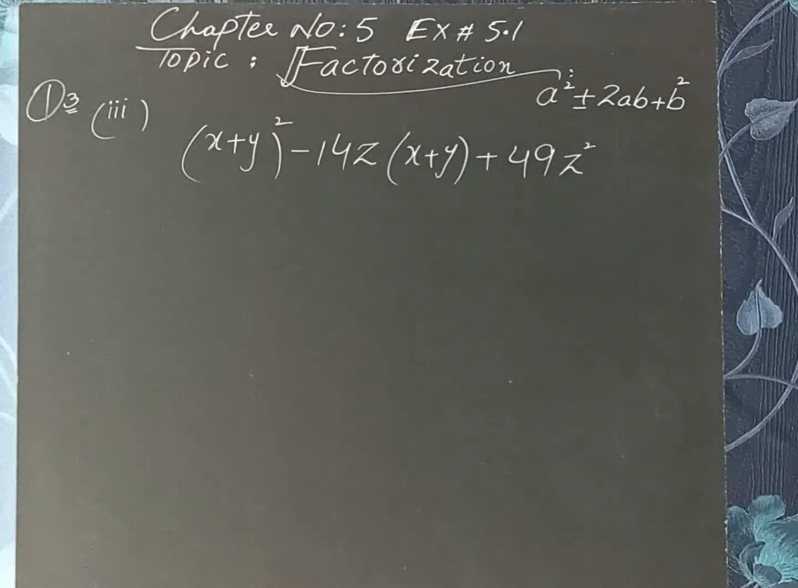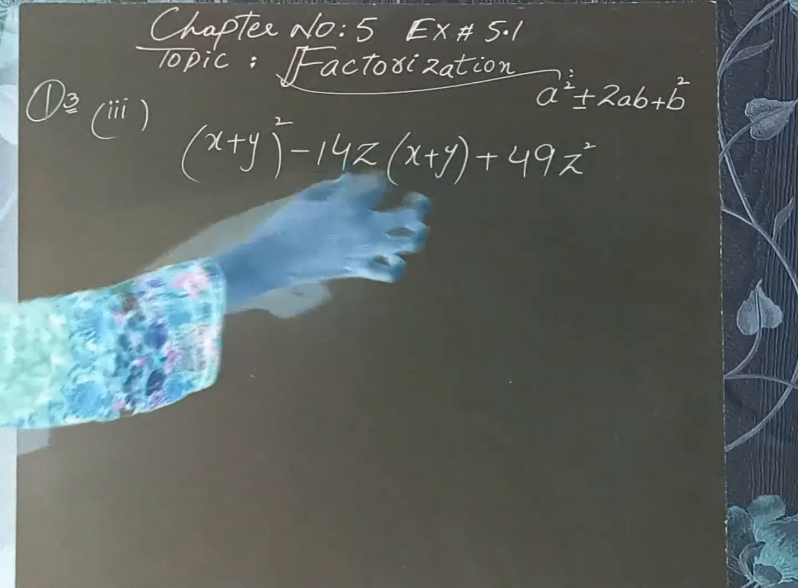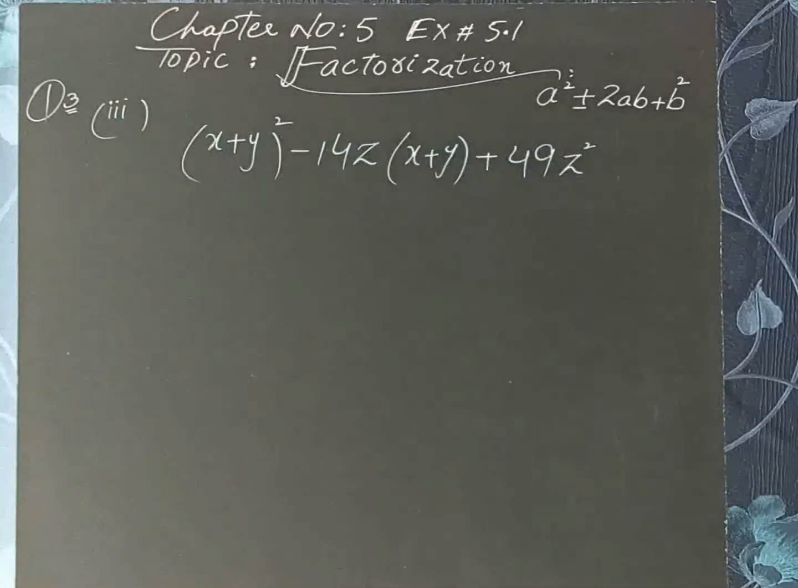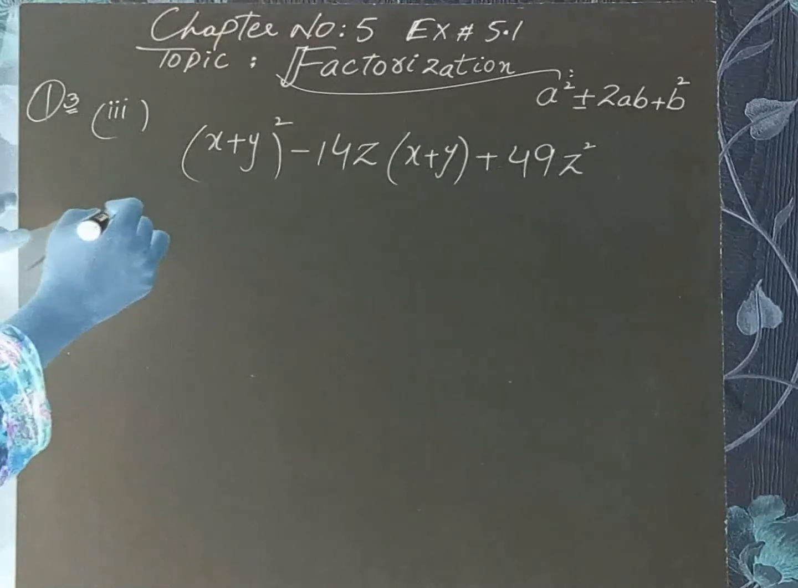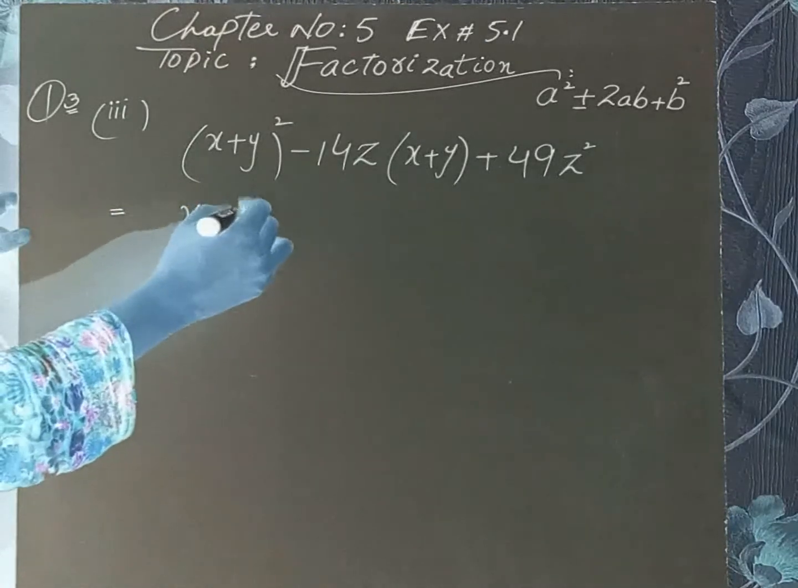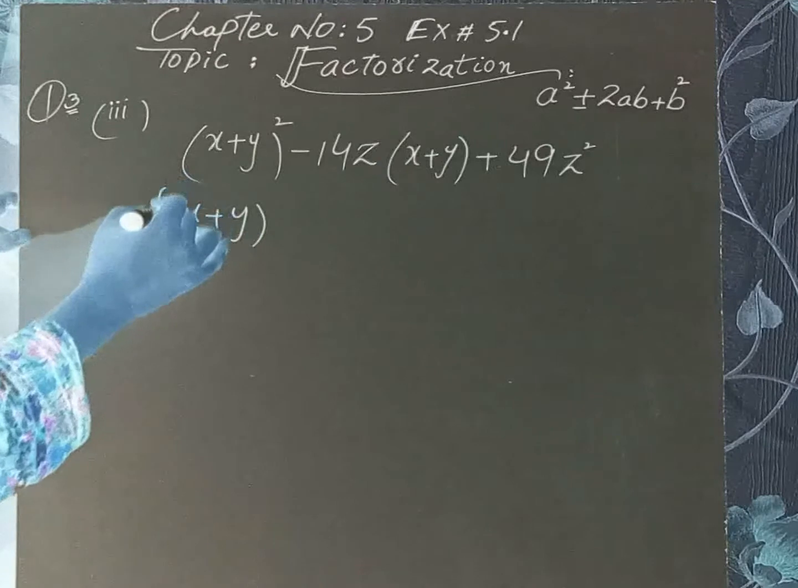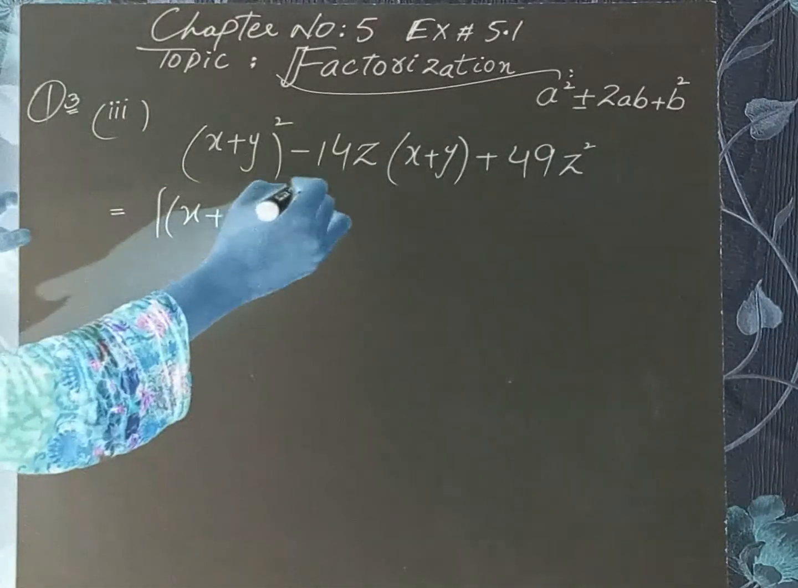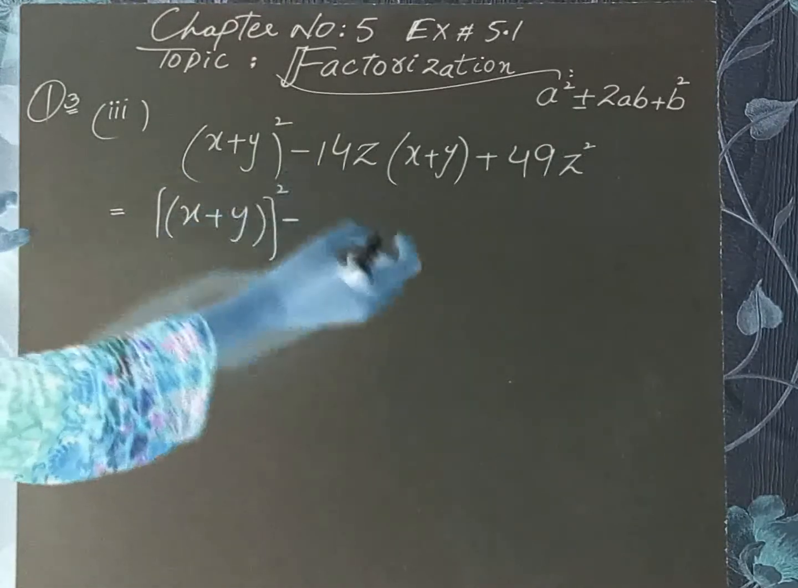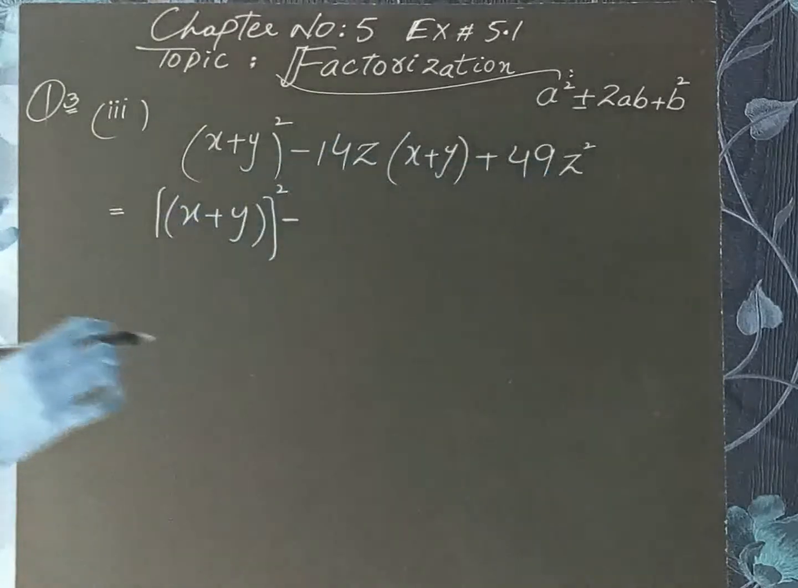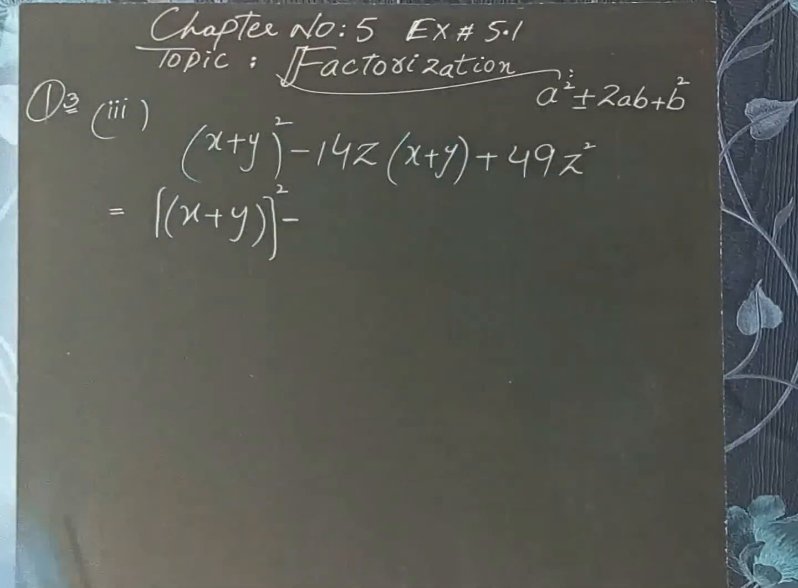So here in this part are the 3 terms again. This is the first one, this is the second one, and this is the third one. Again we will check for the 2 perfect squares here. (x plus y) squared is the square of x plus y. I can write this as x plus y, like this minus; first I will write the value of b over here. 49z squared is the square of 7z.